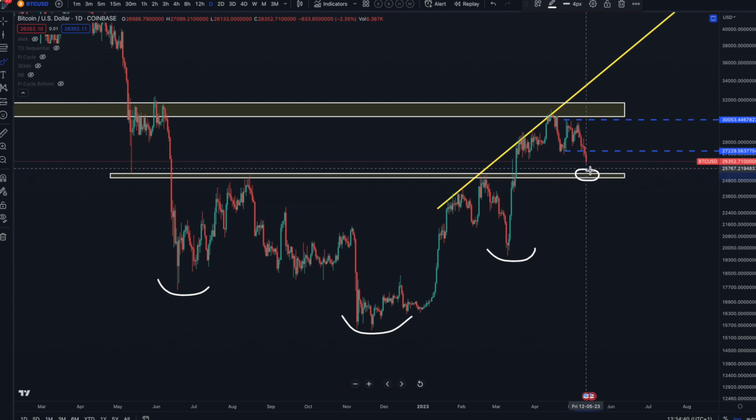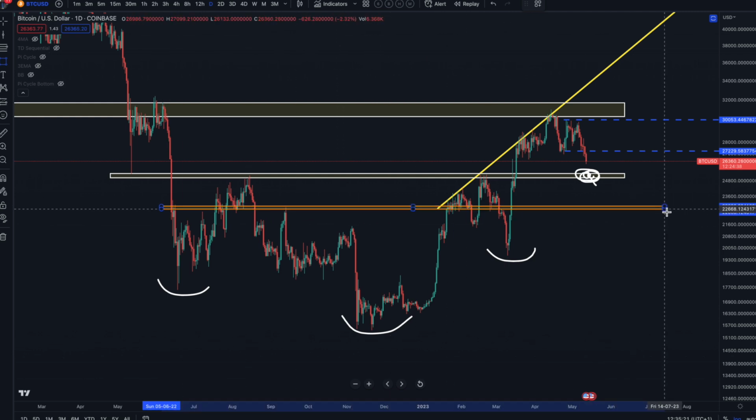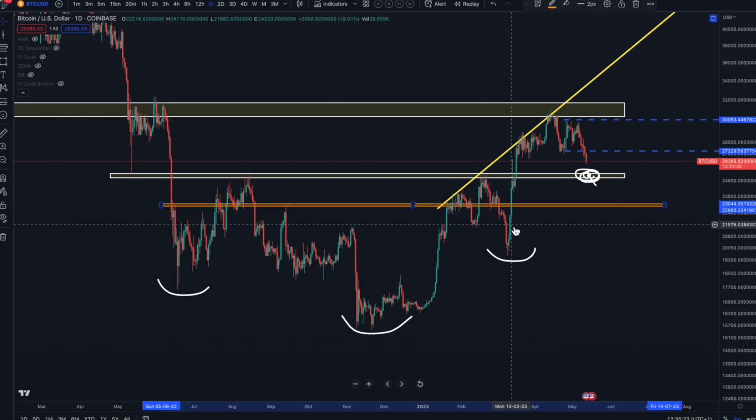So I'm just trying to give you a very honest and very neutral view of what Bitcoin could possibly do. Of course, if we break this, not that I'm expecting it to break this support level, but if we do break this level, we'll be back to this neckline over here at around about the $23,000 mark. And that would make sense when you do the measured view of this head and shoulders pattern.